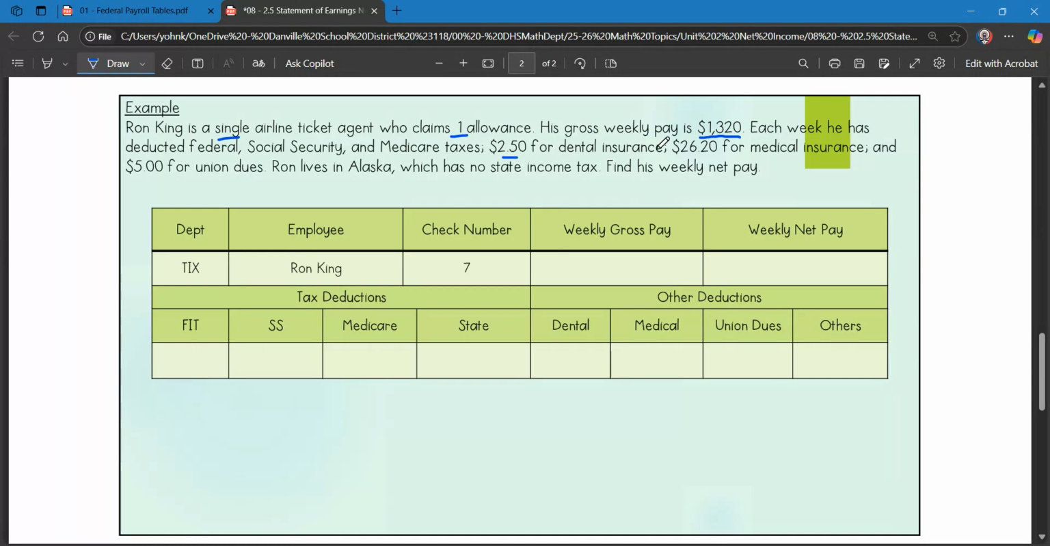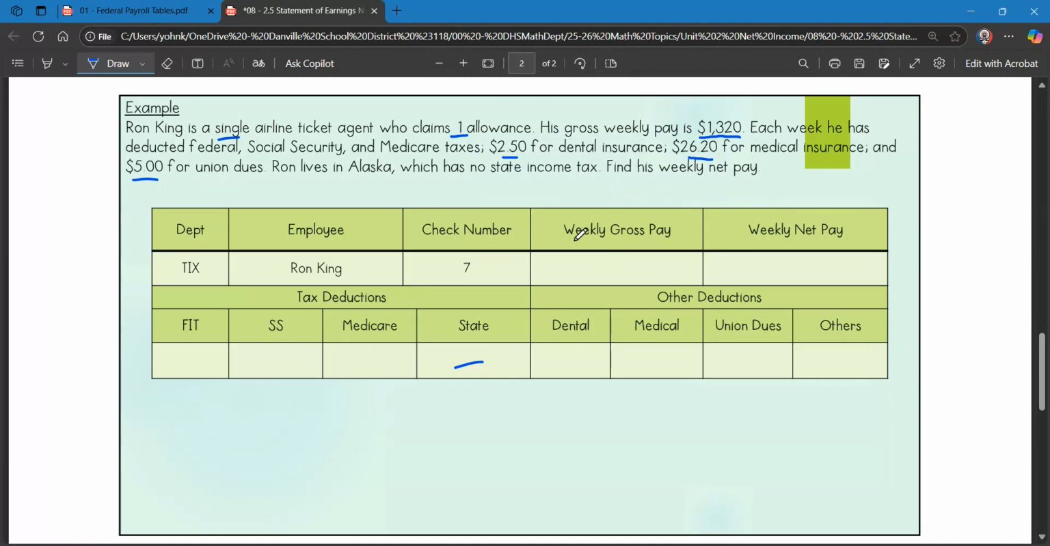$2.50 for dental insurance, $26.20 for medical insurance, and $5 for union fees. Ron lives in Alaska, which has no state income tax. Find his weekly net pay. So he has no state income tax, so I'm going to put a line through state income tax. Let's see, let's try to fill in the table.